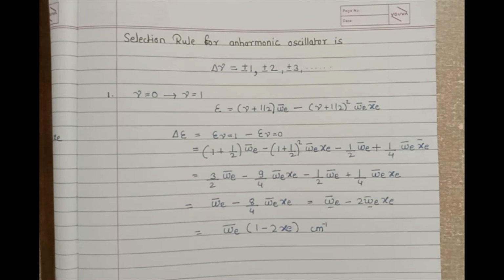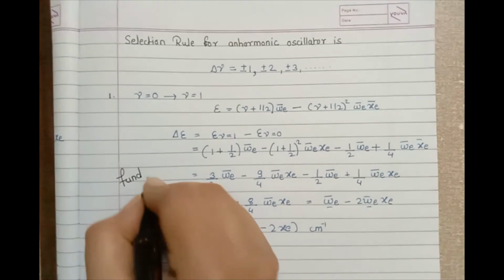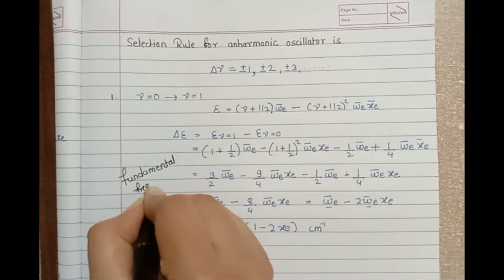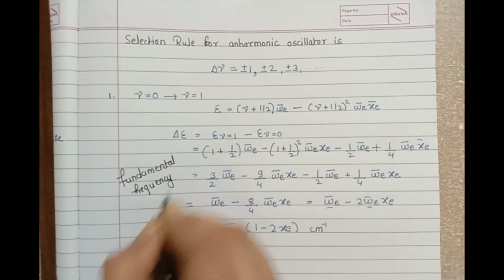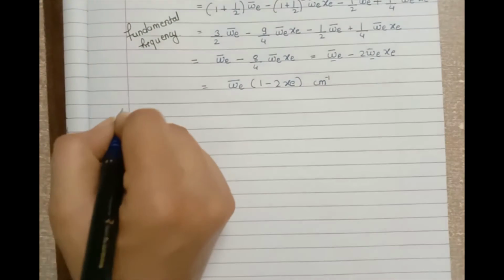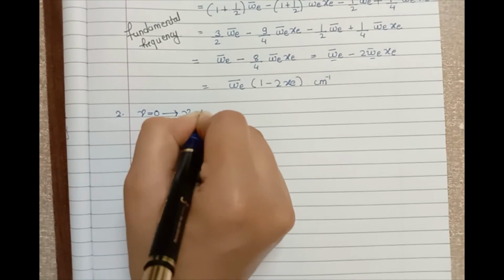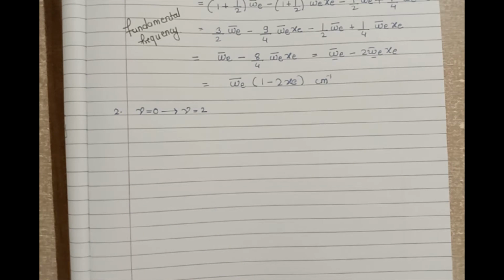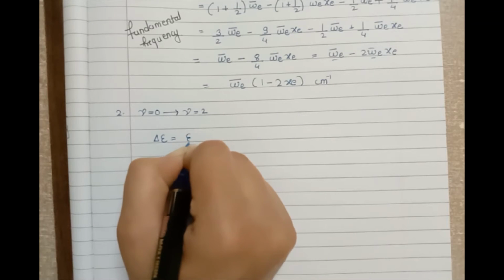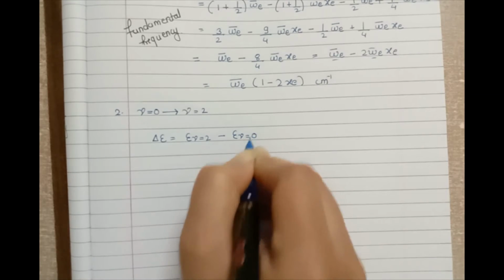So this change in frequency is known as fundamental frequency. Okay, this is known as a fundamental frequency. The second point is the transition ν = 0 to ν = 2. Now again Δε is equal to E(ν=2) minus E(ν=0).